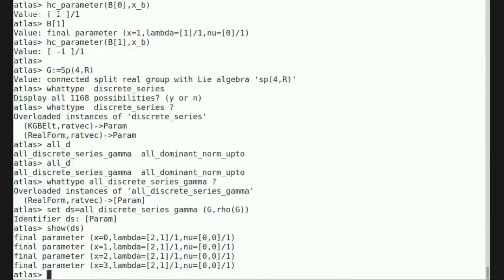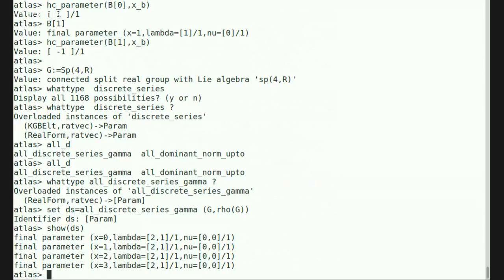Okay, so there are 4 discrete series of SP4. And they all have the same lambda. Of course, nu is equal to 0. They have the same lambda, which is equal to rho. And there they are. The thing that's different about them is the x. So, how do I identify these with the discrete series of SP4 that I understand?